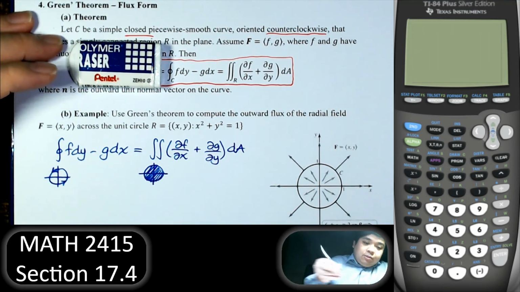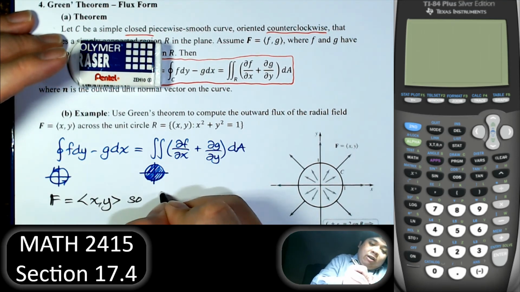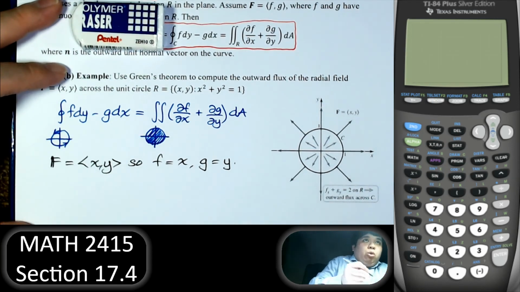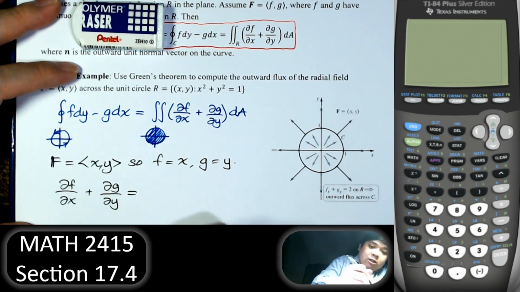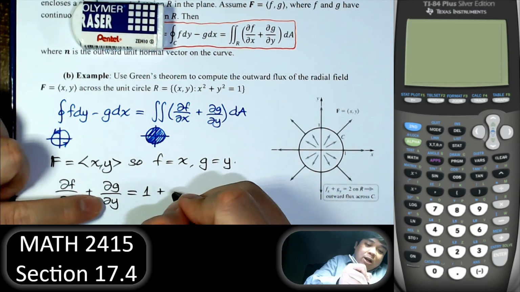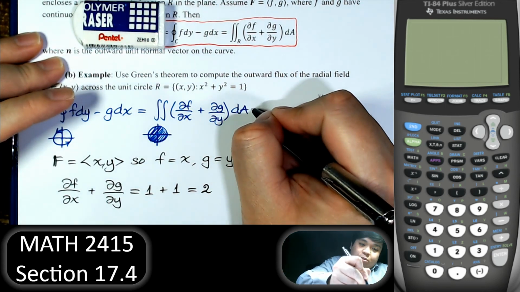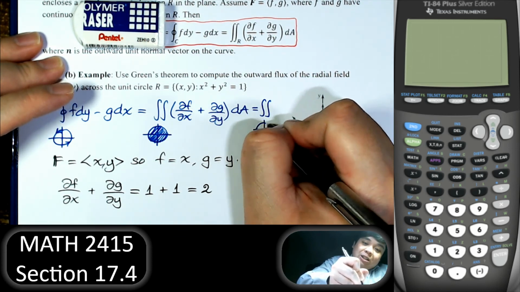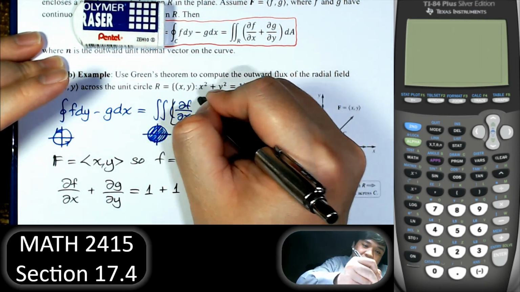So in our example, the vector field is xy. So f is x and g is y. So derivative of f with respect to x plus derivative of g with respect to y. Derivative of f with respect to x is 1. Derivative of g with respect to y is 1. 1 plus 1 is 2. So bottom line is we just need to do the double integral on the unit disk, and that inside is just 2.